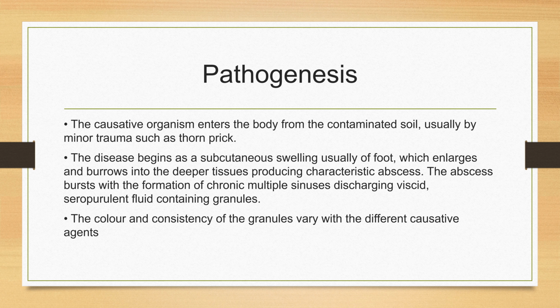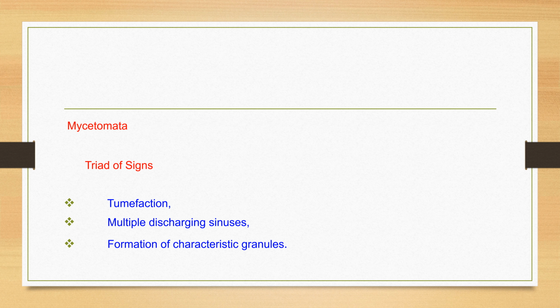In pathogenesis, the causative organisms basically enter the body from contaminated soil, usually through a minor trauma or a thorn prick. It begins as a subcutaneous swelling, usually of the foot, which enlarges and burrows into deeper tissue, due to which characteristic abscess formation occurs. The abscess bursts into chronic multiple sinuses, as we have discussed, discharging viscid seropurulent fluid containing granules. The color and the consistency of the granules vary according to the causative agent, as I have already described. The characteristic triad of mycetoma is basically the tumefaction, multiple discharging sinuses, and formation of characteristic granules according to the causative agent.